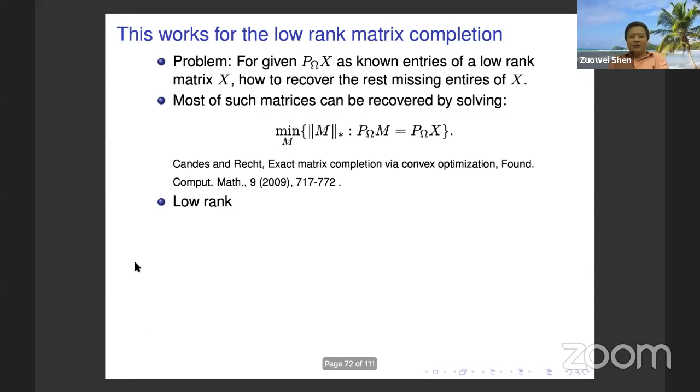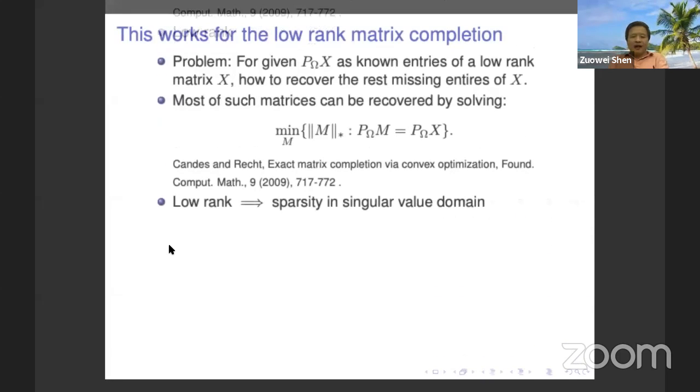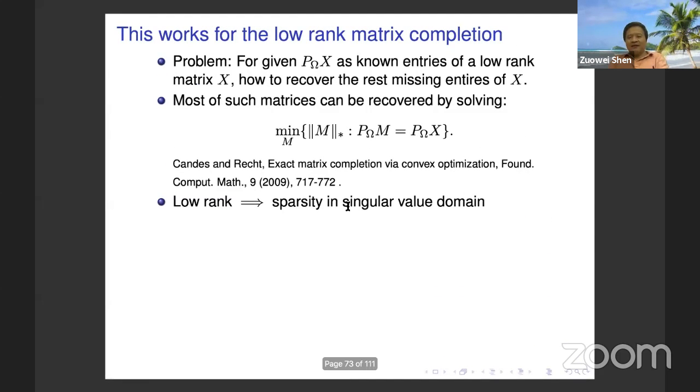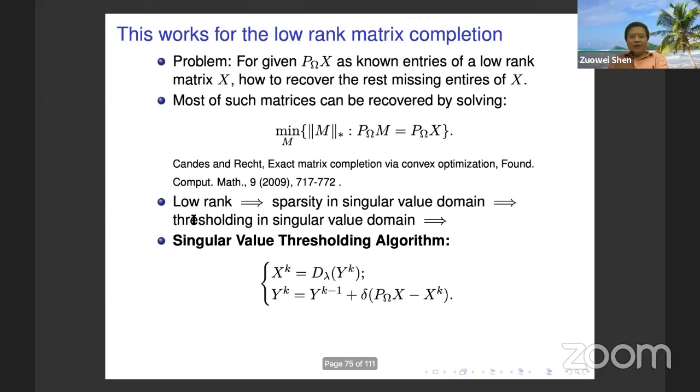If you have a matrix which is low rank, that means what? Low rank means you have sparsity in the singular value domain. If you have sparsity in the singular value domain, then you want to use our three steps. My key point is you have to do the thresholding in the singular value domain. So that's the singular value thresholding algorithm. That's the same as my three steps because it's simple. They're written in two equations. You do the singular value decomposition, you do the thresholding, and you reconstruct back.